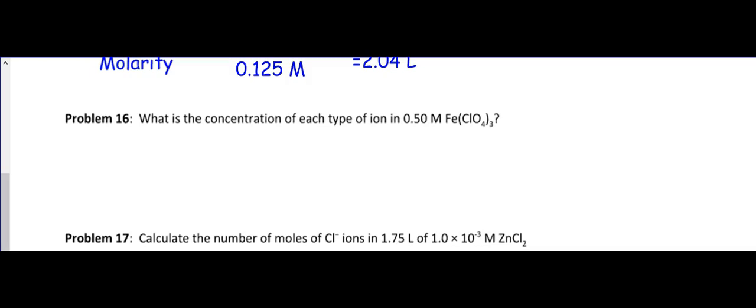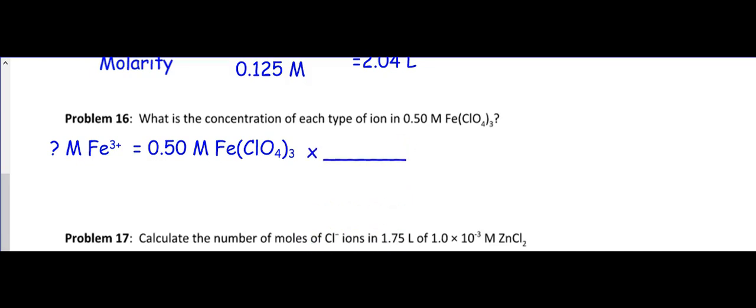So what are they asking you for? Find the concentration of each type of ion, not atom, ion, in 0.50 molar iron 3 perchlorate. So I'm going to start off here. So find the molarity. That's concentration, isn't it, molarity? And I start with 0.50 molar of iron 3 perchlorate. So now what? I need to, whoops, factor label. Here we go. I can factor label this. What unit has to go on the bottom? It is the molarity of iron 3 perchlorate.